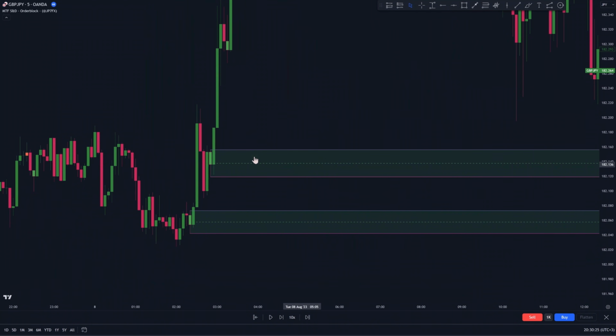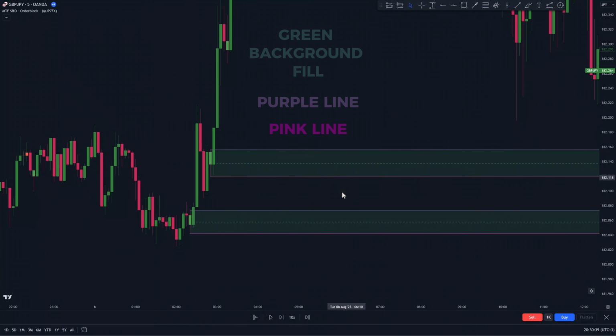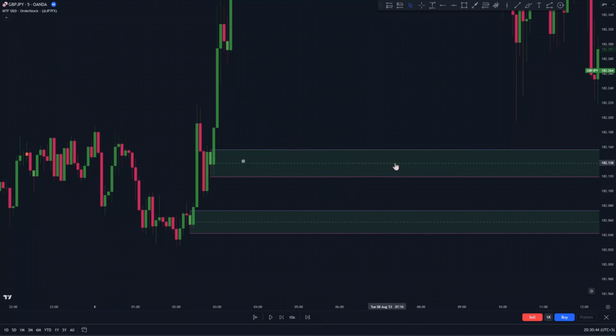Each demand zone has a green background fill, a purple line at the top, a pink line at the bottom, and a green dotted line in the center, which is called the 50% line. This 50% line is where you'd look to enter your trades.